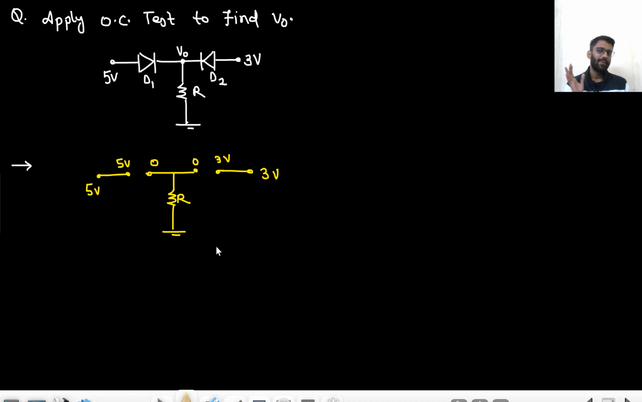In the exam, we will not replace this with open circuit or short circuit like this, because then we will forget what the diode direction actually is. So while making the diode, in mind you will think it is open circuited.